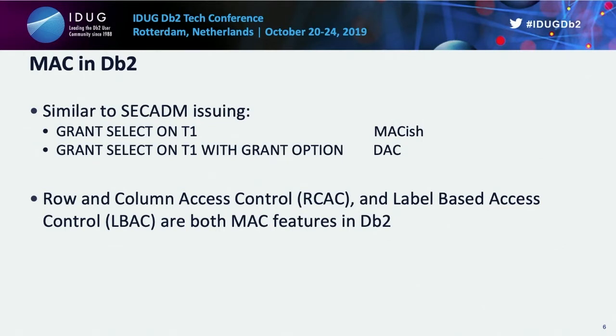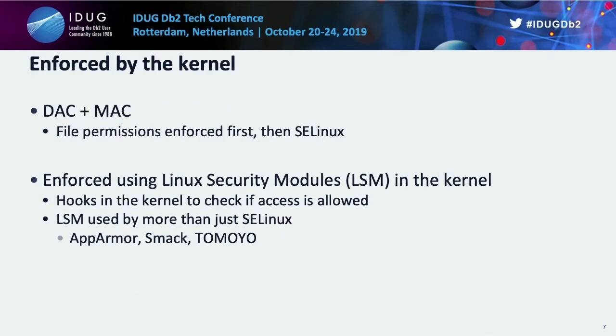So that's an example of mandatory access control. The next property of SELinux is that it is enforced by the Linux kernel. So this isn't some add-on technology on top of it that can likely be bypassed. It's deep in the kernel. It uses something called Linux security modules to enforce that.